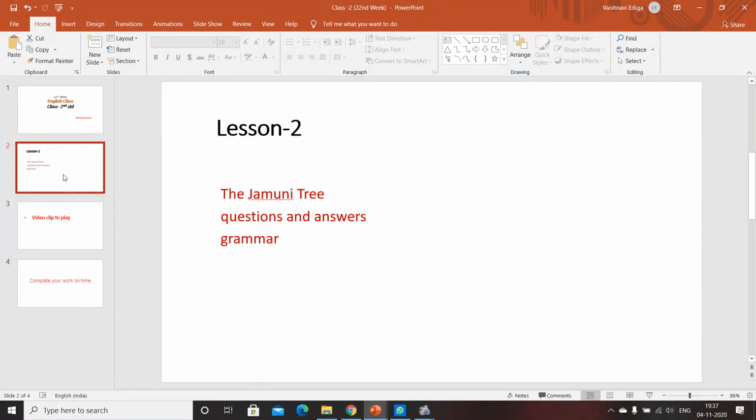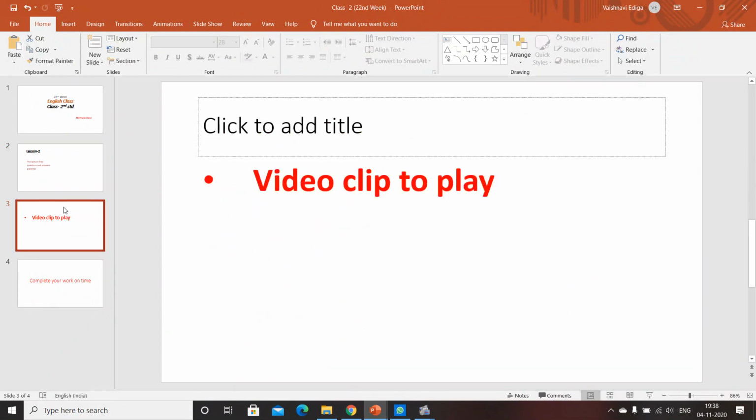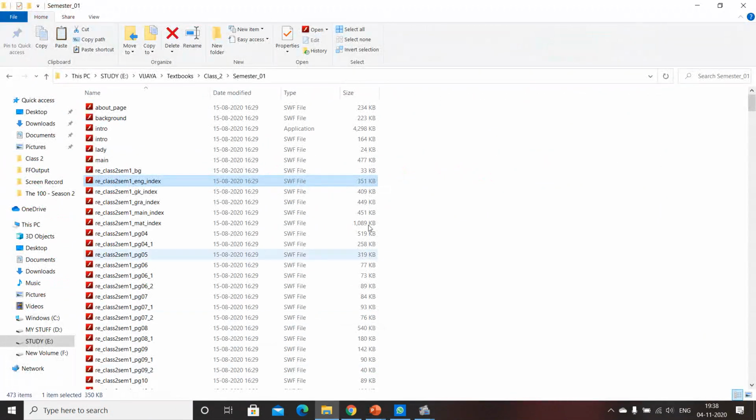Question and answers of the second lesson, that is The Jamuni Tree, and also complete the grammar part of this lesson. Now I am going to play the video clipping of this lesson so it will be easier for you to understand.